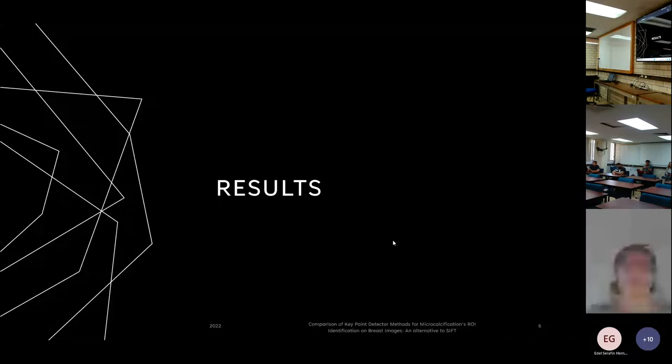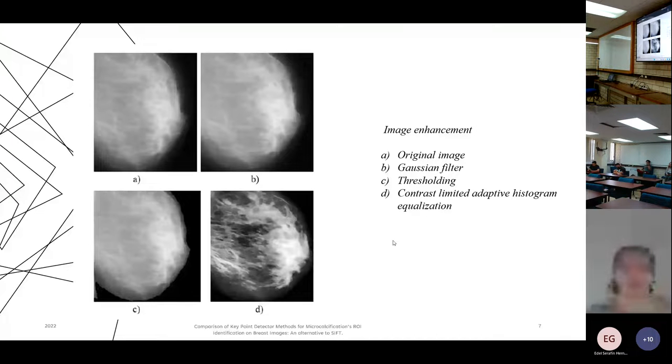Let's see the results. As mentioned before, the image enhancement was made with three principal steps. First, a Gaussian filter helps to reduce the amount of noise present on the image. Subsequently, the thresholding allowed a better definition by eliminating a kind of fog around the breast edge. Finally, a contrast-limited adaptive histogram equalization allowed us to create a contrast between the lightest and the darkest areas of the image, enhancing the structures that we are seeking. In this case, we are searching for calcifications, which can be seen as small white dots on the mammogram.